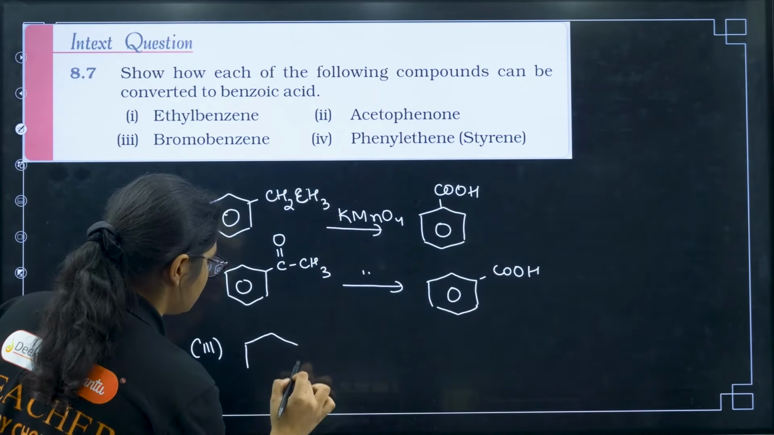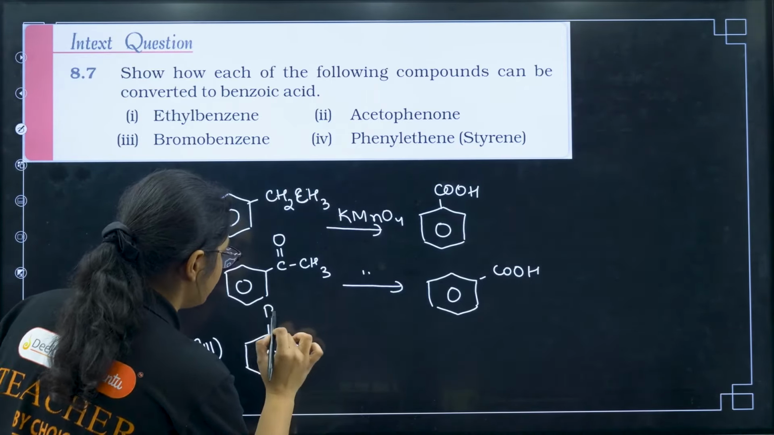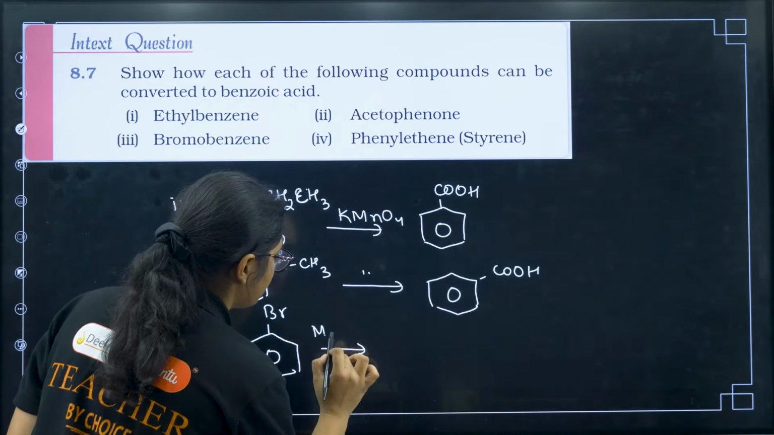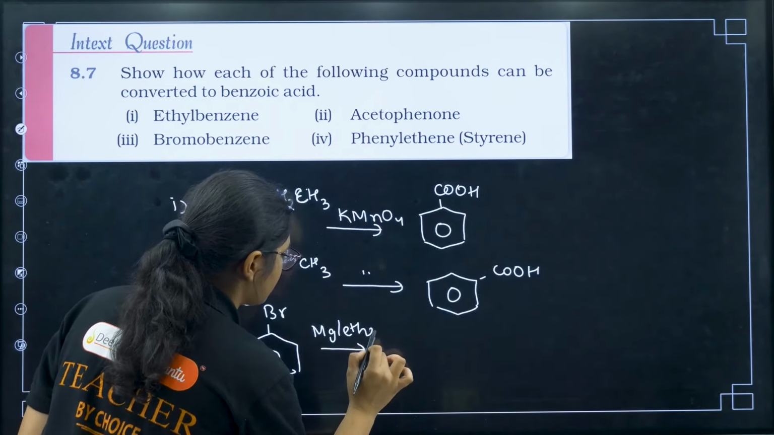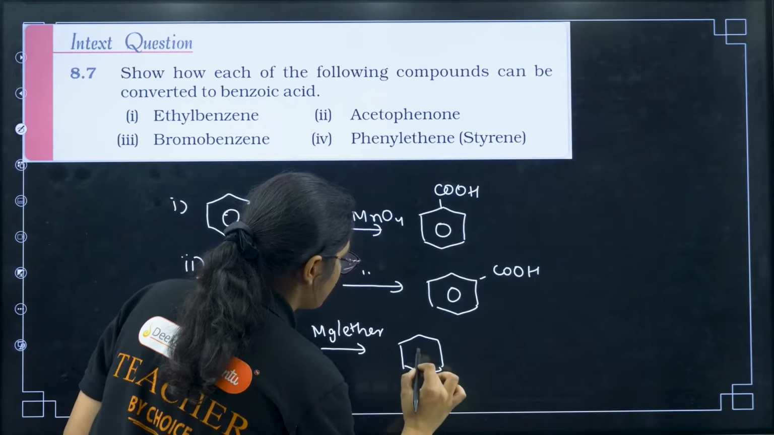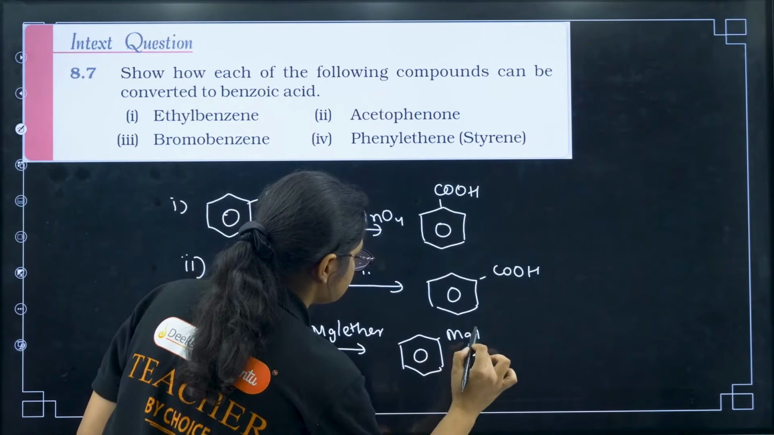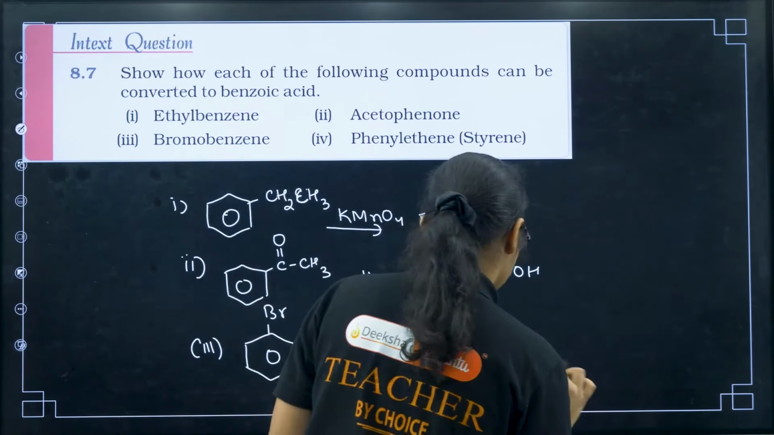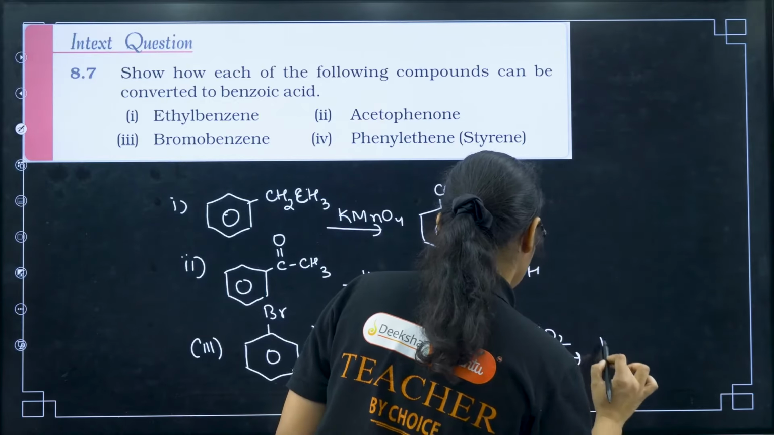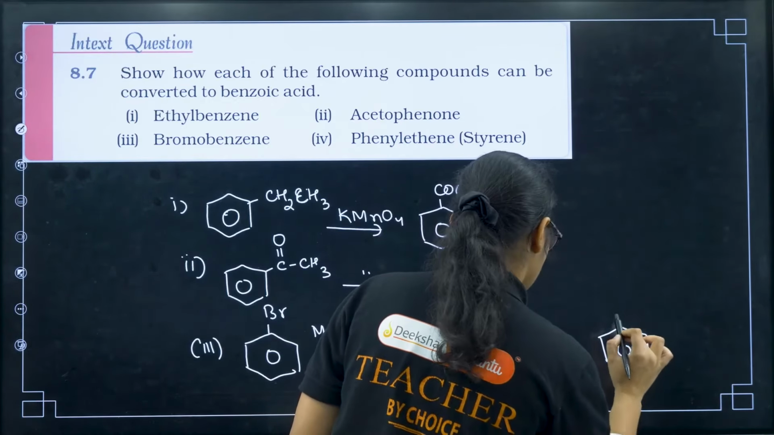Next, third one, what we can use, bromobenzene is there, right? Bromobenzene, yes, this is an important one. Once you take bromobenzene, you just treat it with Mg and ether. You will get MgBr. After that we have this CO2 group, and this one will convert here to COOH.